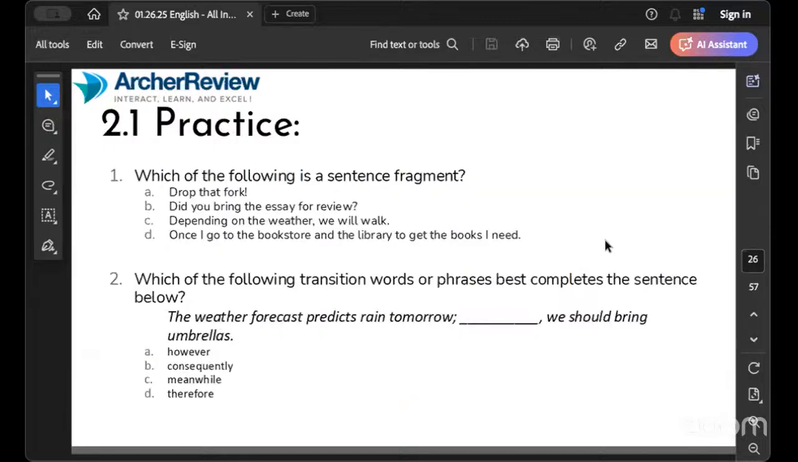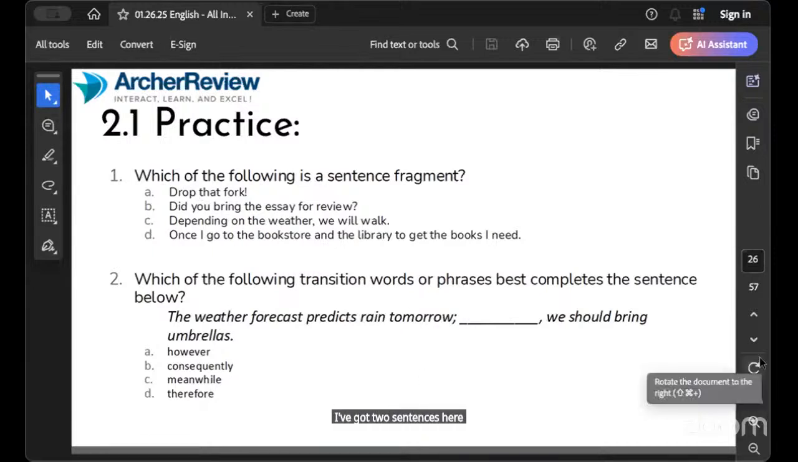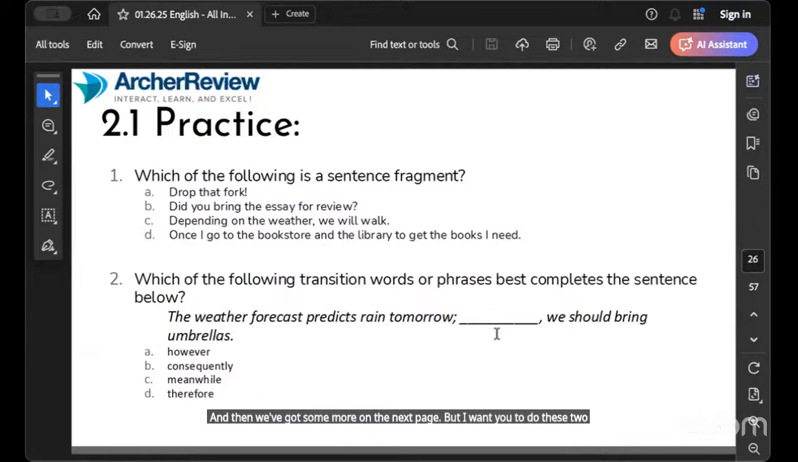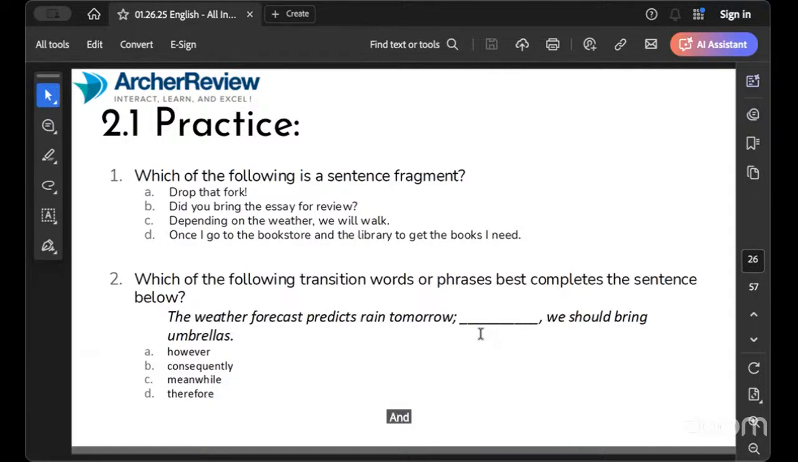All right. So now what I've done is I've put together a practice of everything we've talked about in this first section. I've got two questions here, and then we've got some more on the next page. But I want you to do these two first. I'm going to put a minute and a half on the timer, and then we're going to come back and check these two, okay? All right, ready, set, and go.